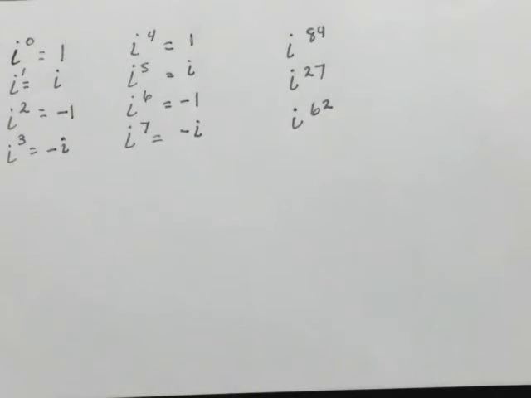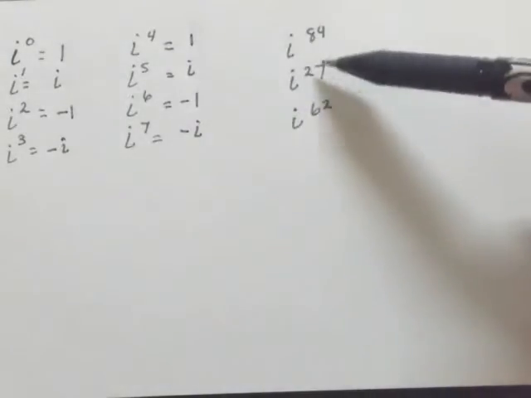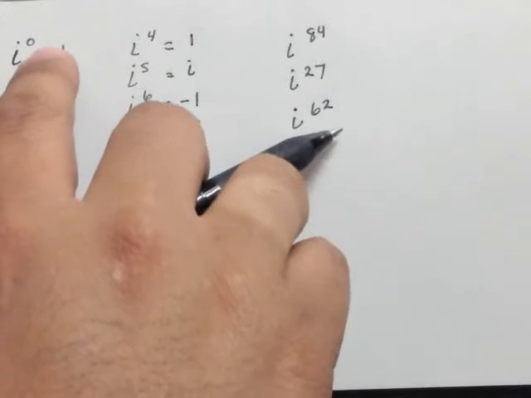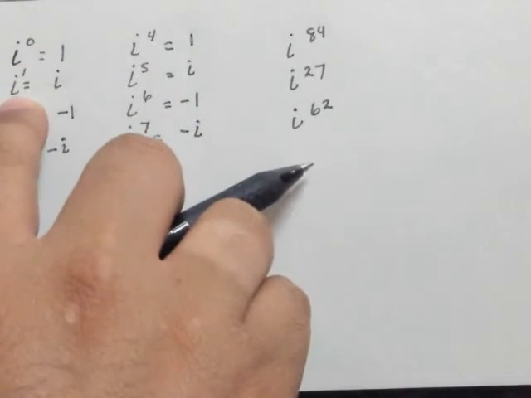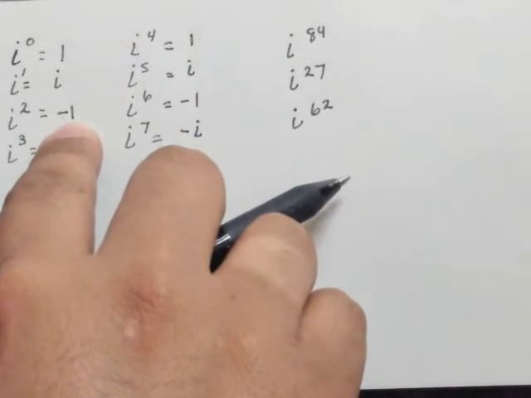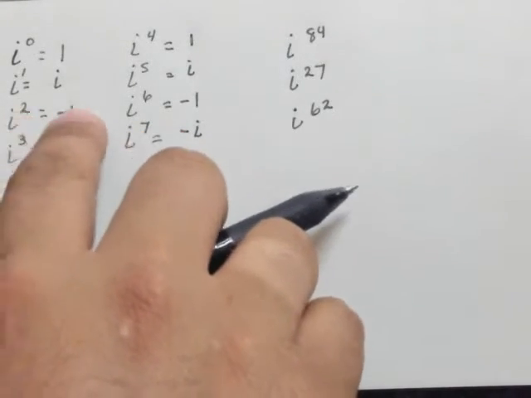Okay, now we're asked to compute various powers of i, the imaginary unit, the square root of -1 in this case. So before we do these problems here, let's take a look at this pattern that's formed here. Whenever we have i to the 0 power, we get 1. Whenever we have i to the first power, we get i. i squared, of course, is -1, and this one is actually really important.